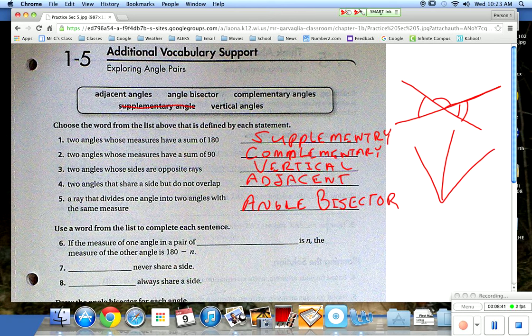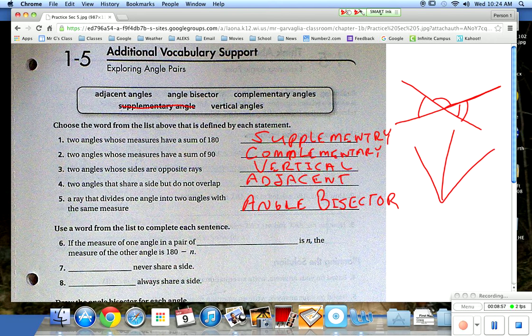All right. Can vertical angles be complementary angles? How can they be complementary angles? They both add up to 90. How would that happen? They're both 45 degrees, right?